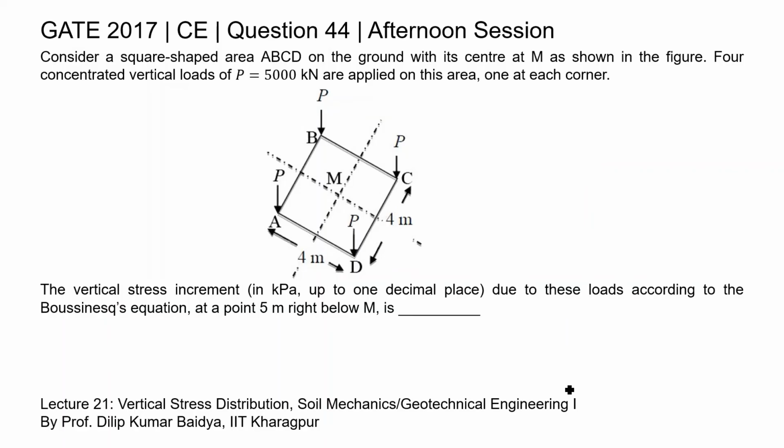So here the vertical stress increment due to these loads according to the Boussinesq equation at a point 5 meter right below M is 190.8 kilopascal. So, 190.8 is the correct answer for this question.